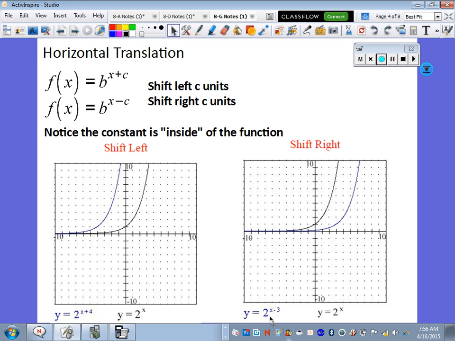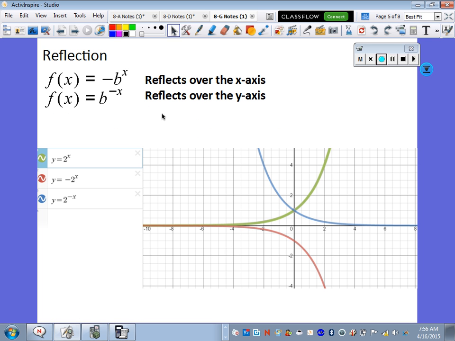Reflection: all you're doing is flipping it across the x-axis. If you put the negative out in front, which is this red one, because the green is the parent function, it just flips over the x-axis. If you put the negative on the exponent, it flips over the y-axis. You should remember reflections from geometry, and it tells you right here. That's all you have to pay attention to.